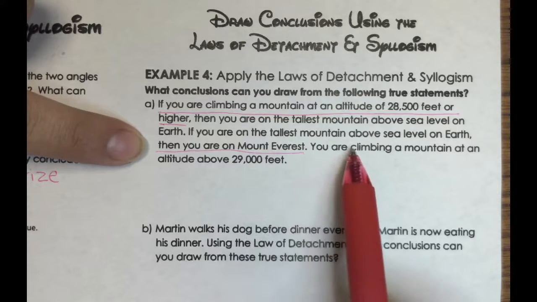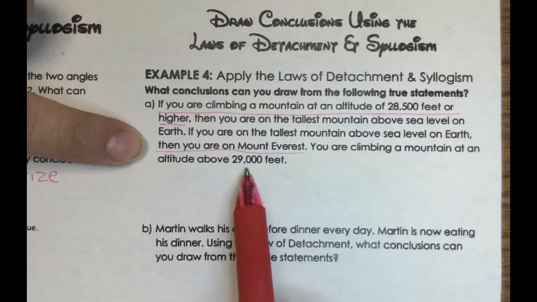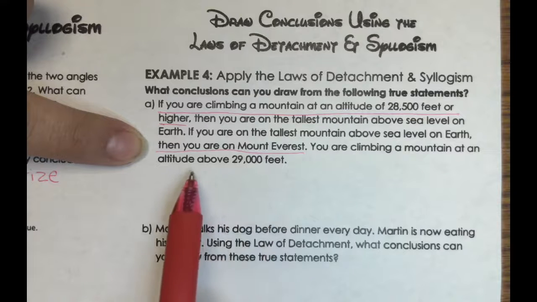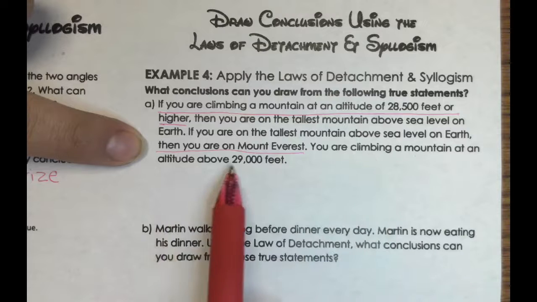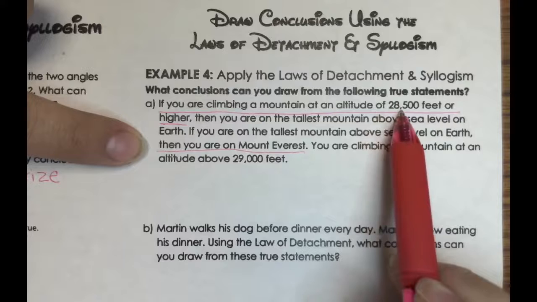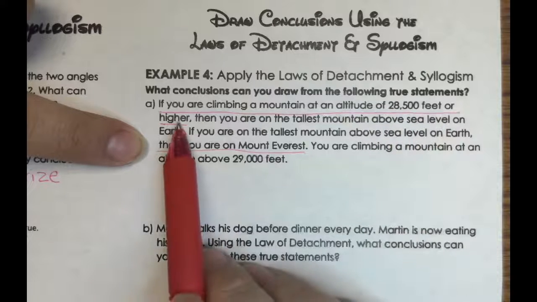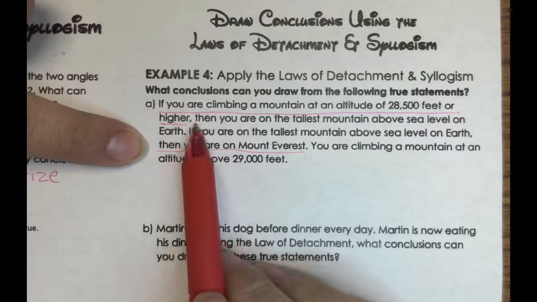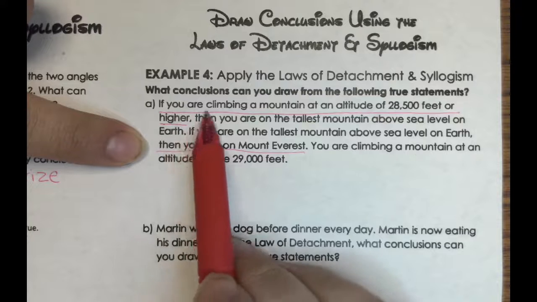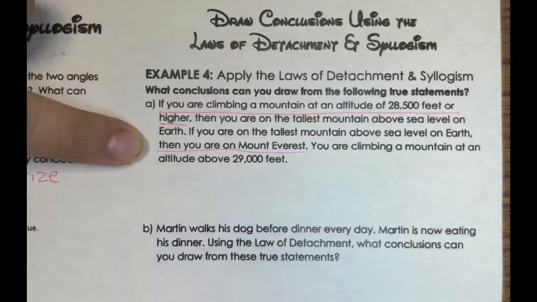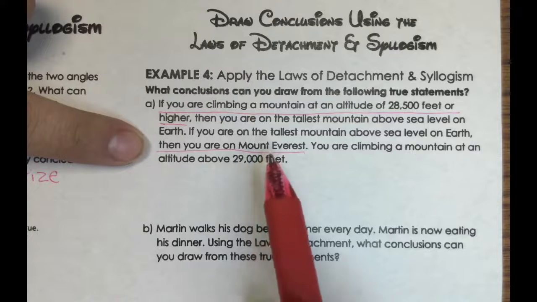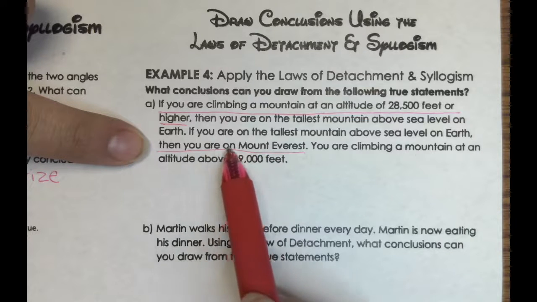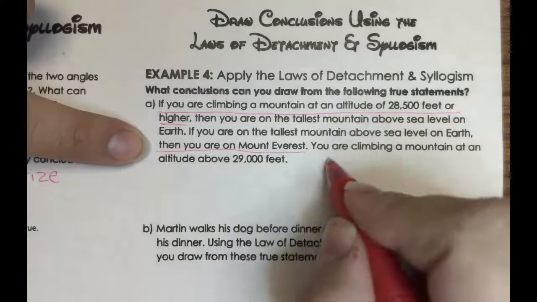Next, it says you are climbing a mountain at an altitude above 29,000 feet. Because this hypothesis right here, you're climbing a mountain at an altitude above 29,000 feet, because 29,000 feet is 28,500 feet or higher, it makes this hypothesis true. If it makes the hypothesis true, and we've already assumed that the conditional is true, then that means the conclusion has to be true. So that means you are on Mount Everest.